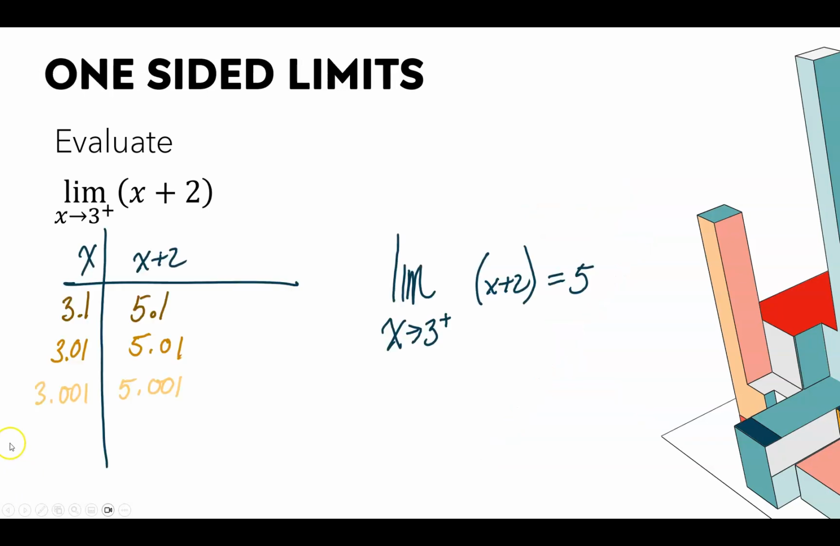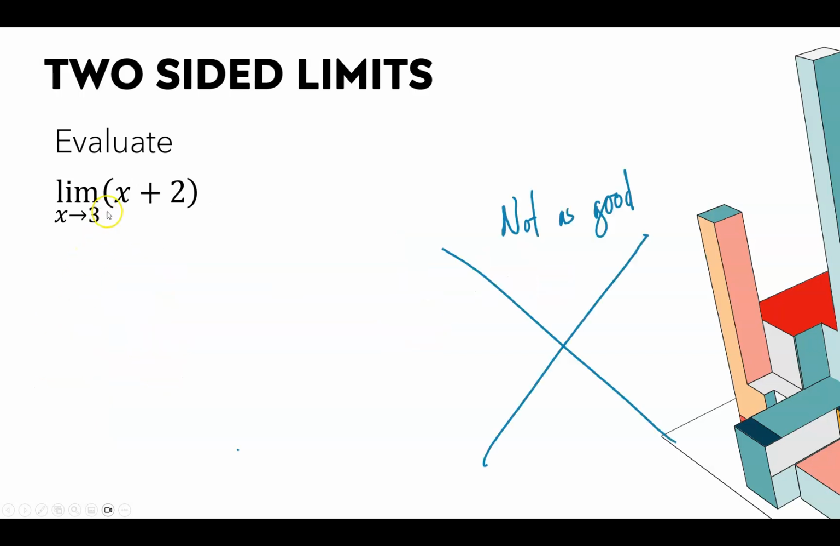So you'll notice, unlike the last one, there's no little floating minus or plus here. So this is what's called a two-sided limit. We read this as the limit as x approaches 3 of x plus 2. But what it means is the limit as x approaches 3 from both sides. We just don't say the both sides part, but we think it. So the limit as x approaches 3 from both sides of x plus 2.